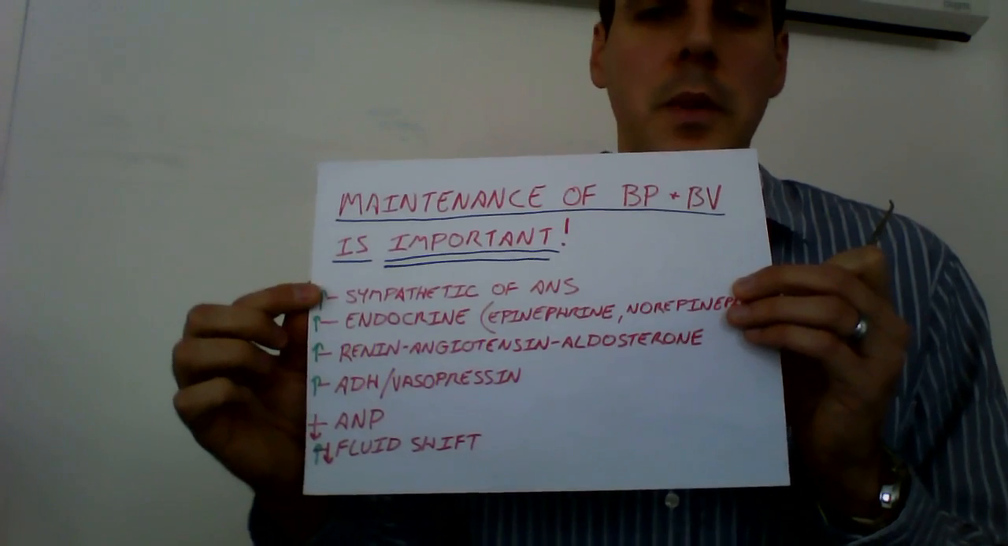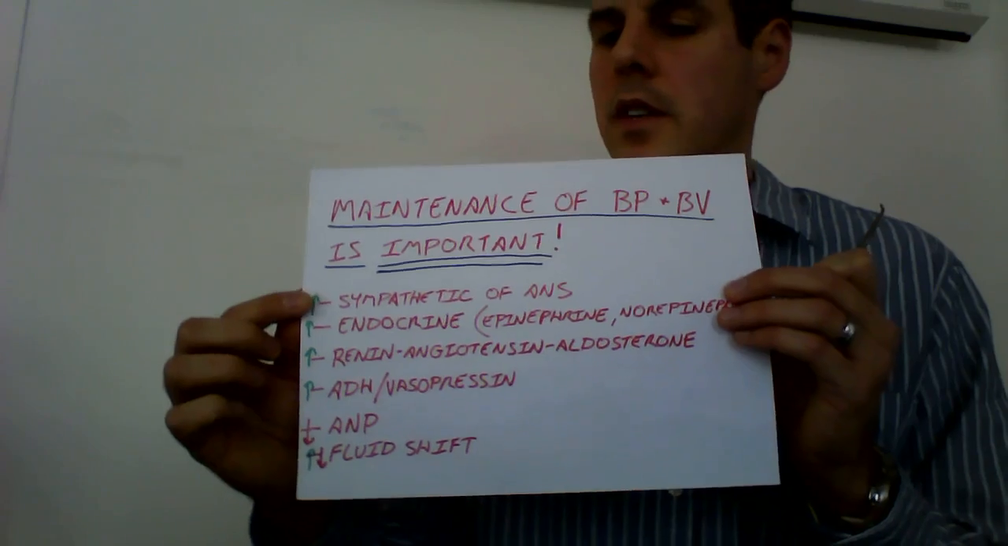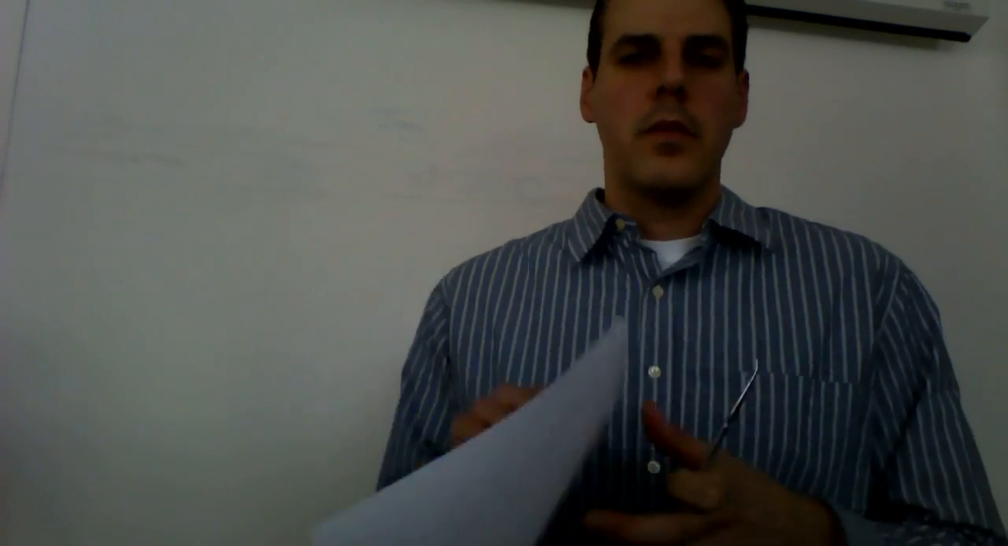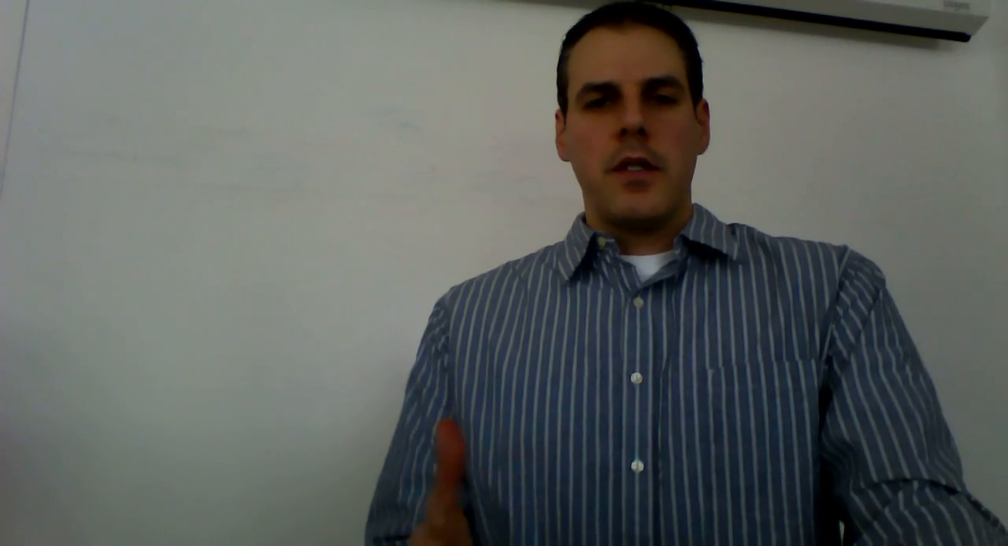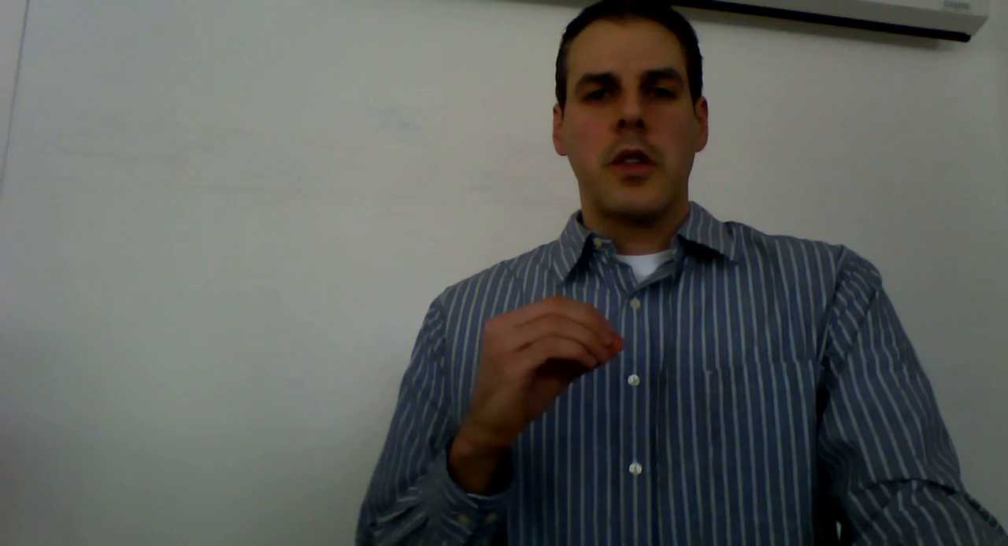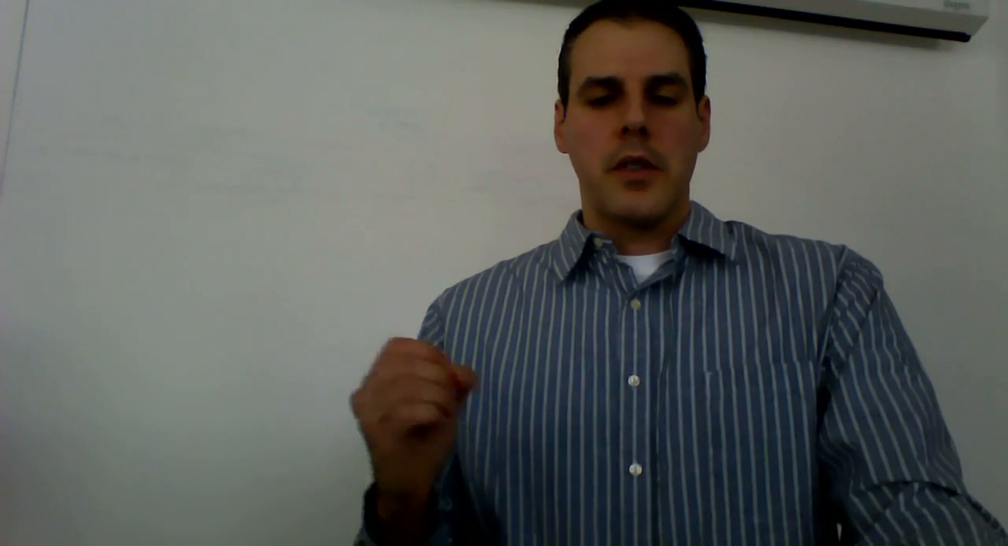For example, sympathetic system. Okay? Sympathetic division of the autonomic nervous system. Sympathetic stimulation is going to increase blood pressure. Okay? And that's one example. Okay? We have the endocrine system. Epinephrine, norepinephrine, similar thing, that you have these hormones are going to cause an increase in blood pressure.